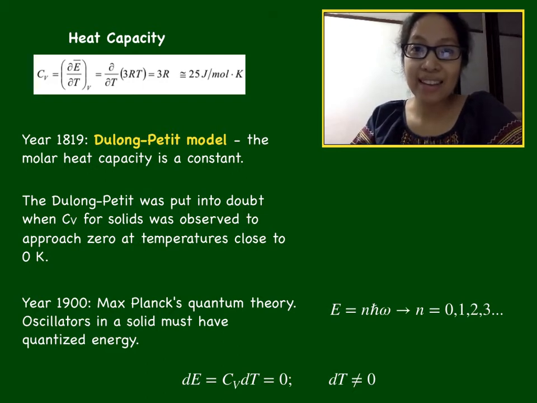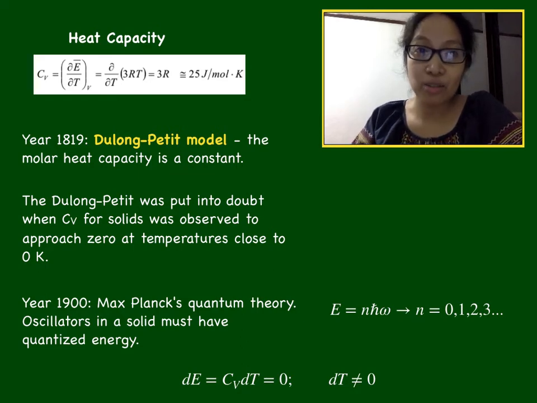In year 1819, Dulong and Petit enunciated a principle that the atomic weight of a solid element times its specific heat is a constant. That is the value 25 joule per mole Kelvin. In modern terms, this is simply known as the molar heat capacity. Recall that in the previous slide, we have an expression for the total energy per mole.